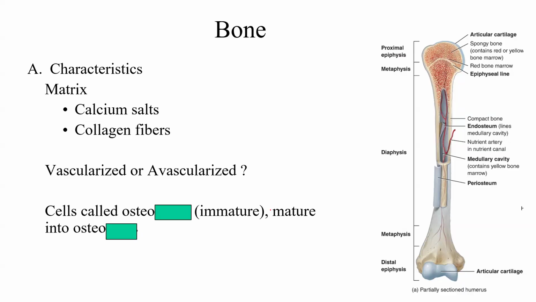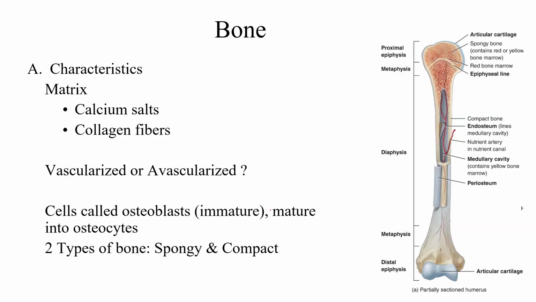The immature version would be osteoblast, and osteoblasts are then going to mature into osteocytes. And as we saw in the previous table that summarized all this, there's not just one type of bone. There's actually compact bone and spongy bone. And maybe you're not seeing it yet, but check out right here.